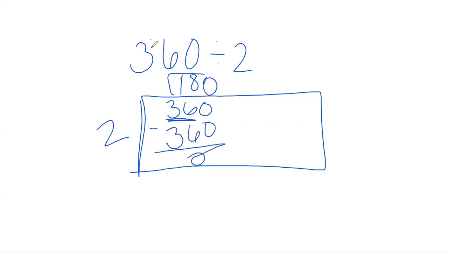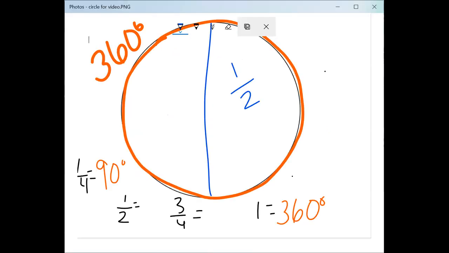So how much does an angle taking up half a circle measure? It measures 180 degrees. Let me write that in here, 180 degrees, and that's a straight angle. Easy to remember because it's straight.